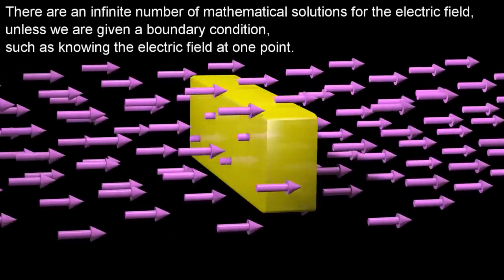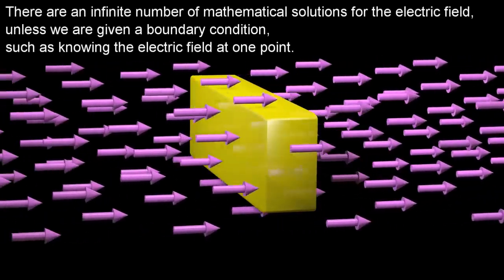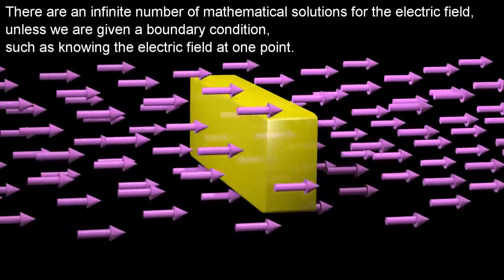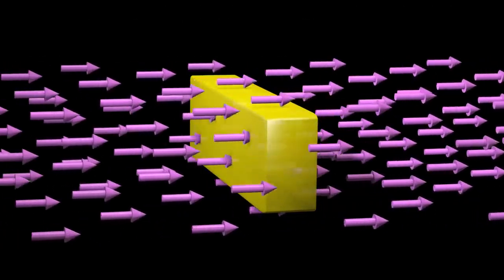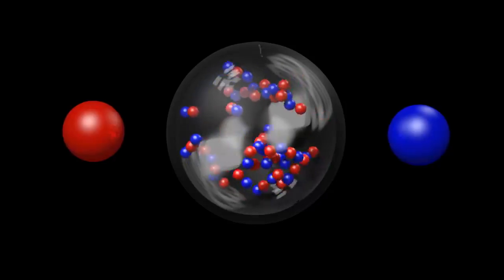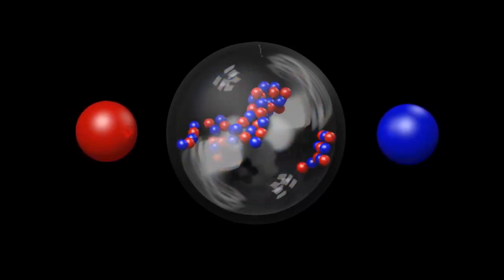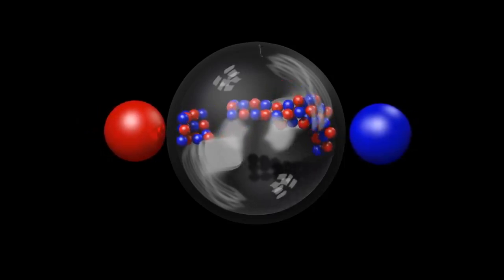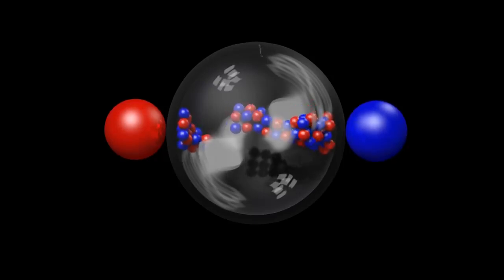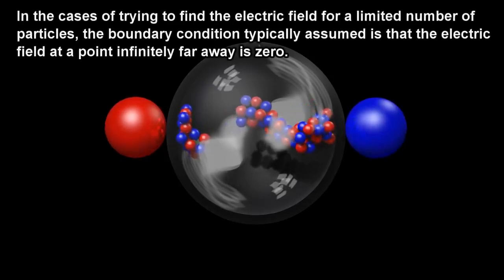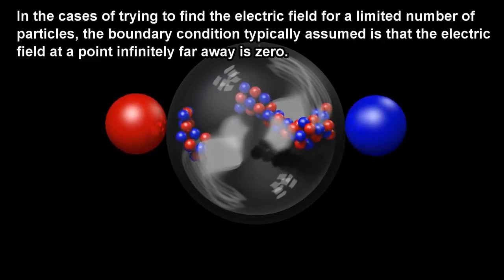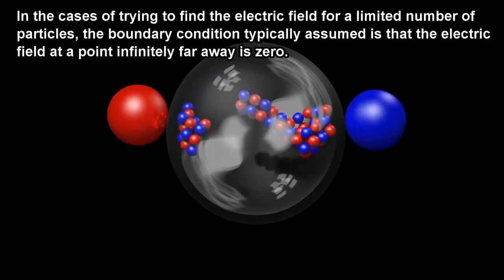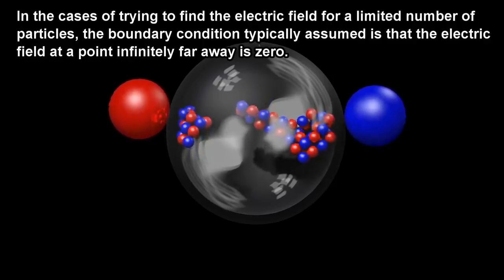There are an infinite number of mathematical solutions for the electric field, unless we are given a boundary condition, such as knowing the electric field at one point. As an analogy, Newton's laws of motion will give an infinite number of possible trajectories, unless we are given an initial position and initial velocity. In the cases of trying to find the electric field for a limited number of particles, the boundary condition typically assumed is that the electric field at a point infinitely far away is zero.